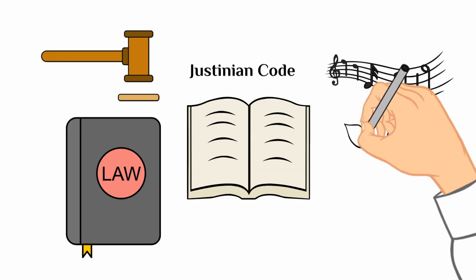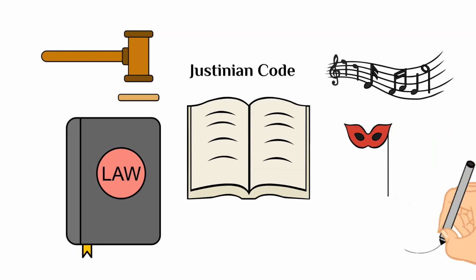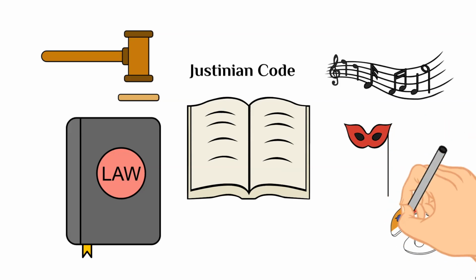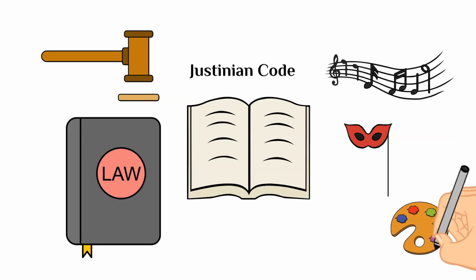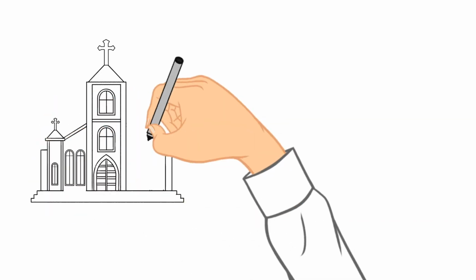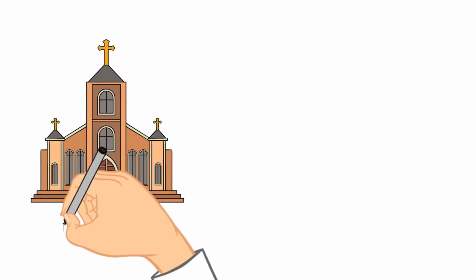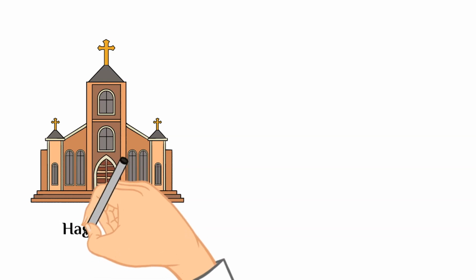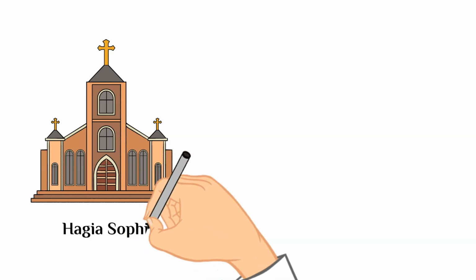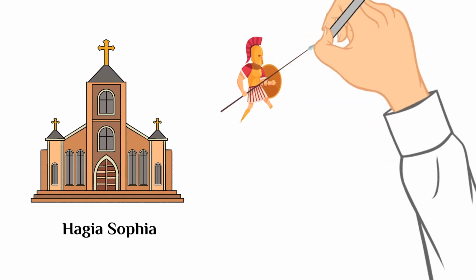Under Justinian, other things grew, including music, drama, and art. He also saw the importance of working on public projects like bridges, churches, aqueducts, and roads. Something he is most known for creating was the Hagia Sophia, which was a massive church built in Constantinople. So the Byzantine Empire truly did thrive.